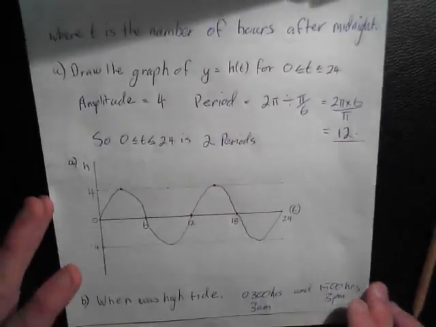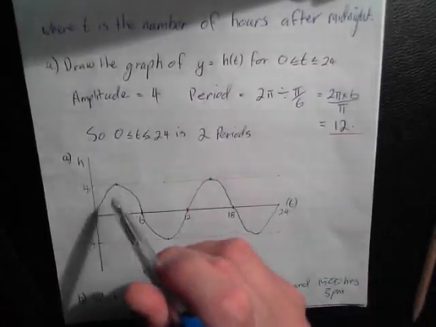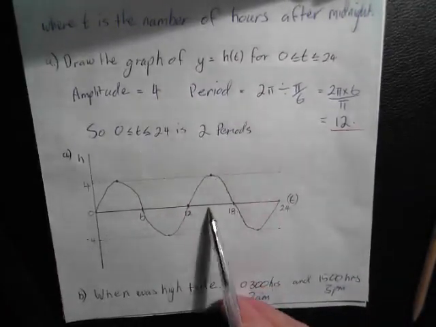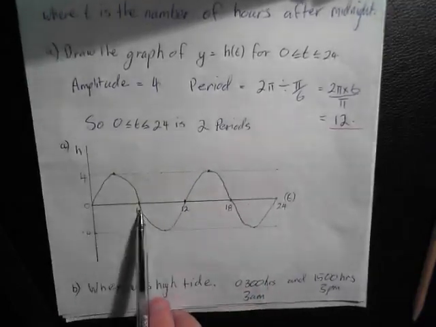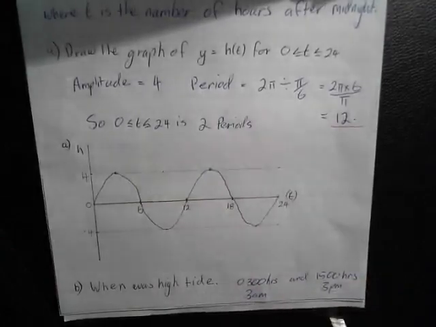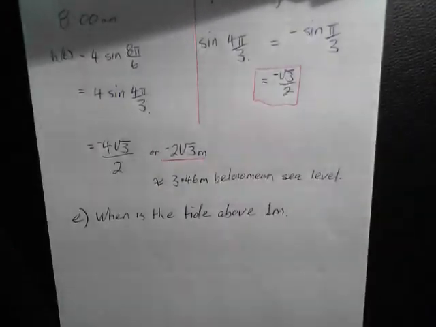Actually, let's push that up. I've just realised that's not in shot. So high tide is here, that's 3. High tide is here, that's 15, because that's 0, 6, 12, 18. Okay, so 3 a.m., 3 p.m. It shouldn't be too difficult to see that.